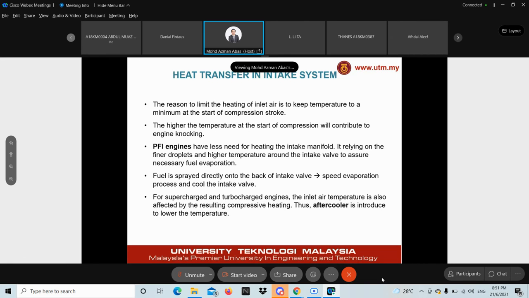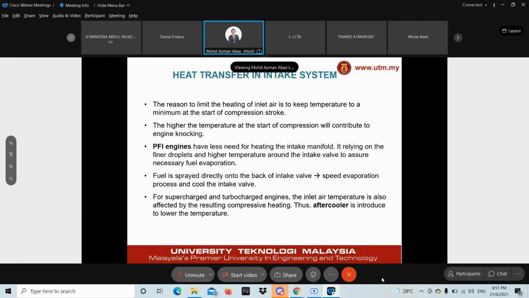The reason to limit the heating of the inlet air is to keep the temperature to a minimum at the start of the compression stroke. The higher the temperature at the start of compression, the more it contributes to engine knocking. We already discussed this before, and we know that temperature is among the causes of knocking, which is why we don't want the air temperature going into the combustion chamber to be too high.